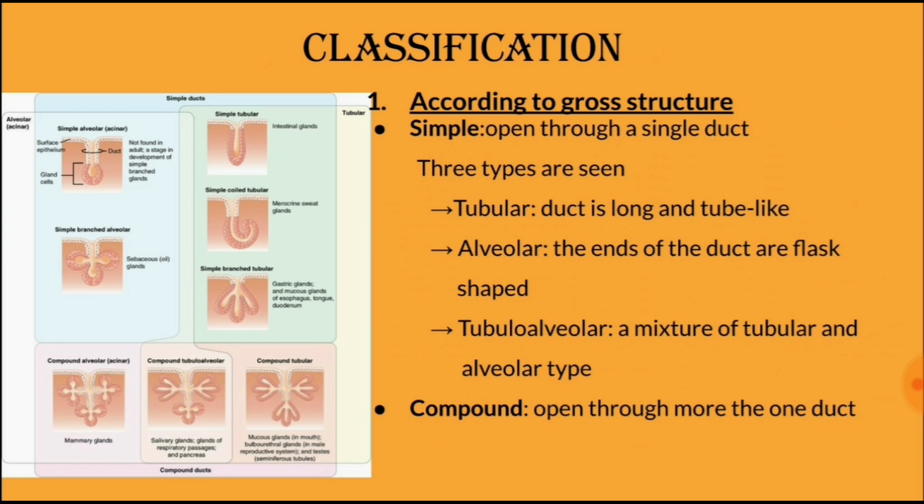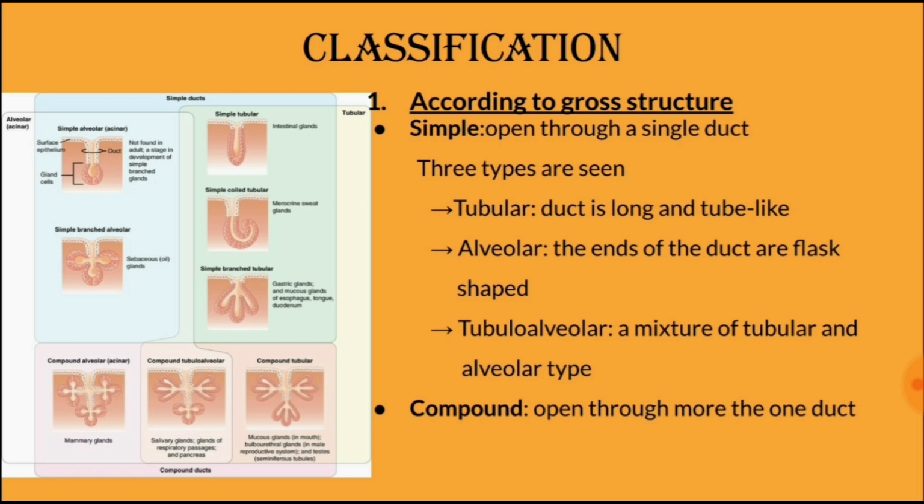Moving to the next thing, the classification. Classification is based on various things, so we'll see what classifications we are going to study. First, we'll see the classification based on the gross structure. What is a gross structure? Gross structure is the simple naked structure. The perspective from which you see the glands depends on the way they are visible to your eyes. This gross structure has simple and compound as two subdivisions.